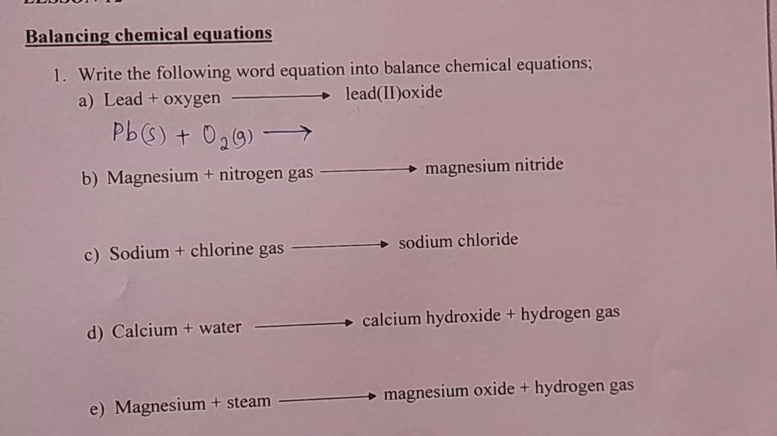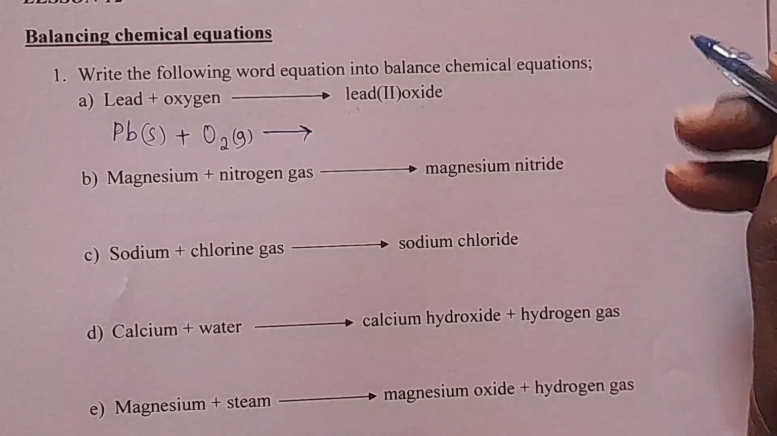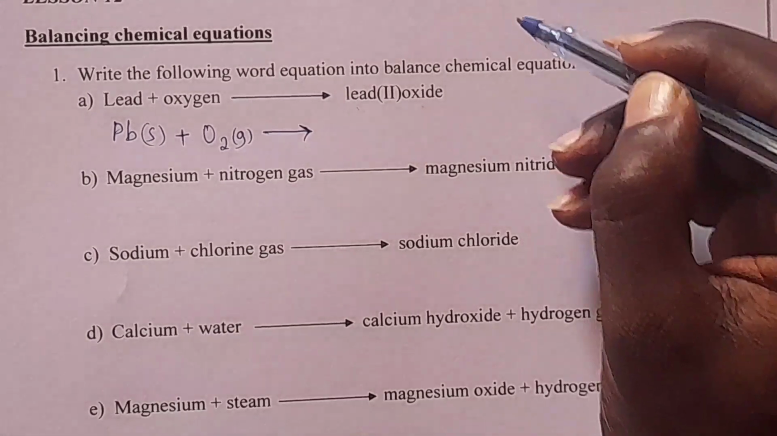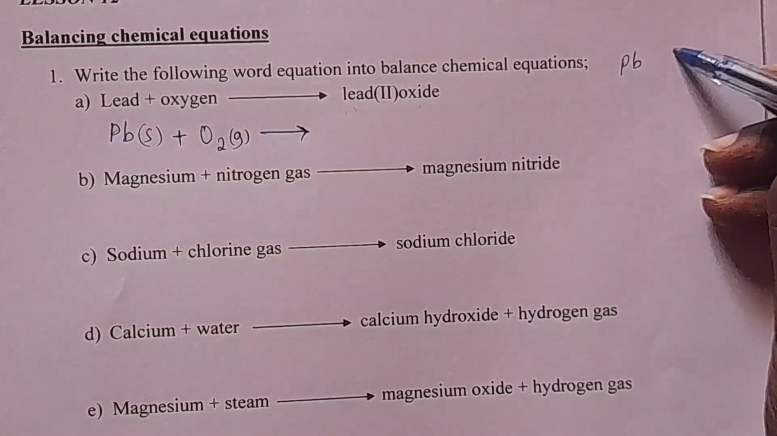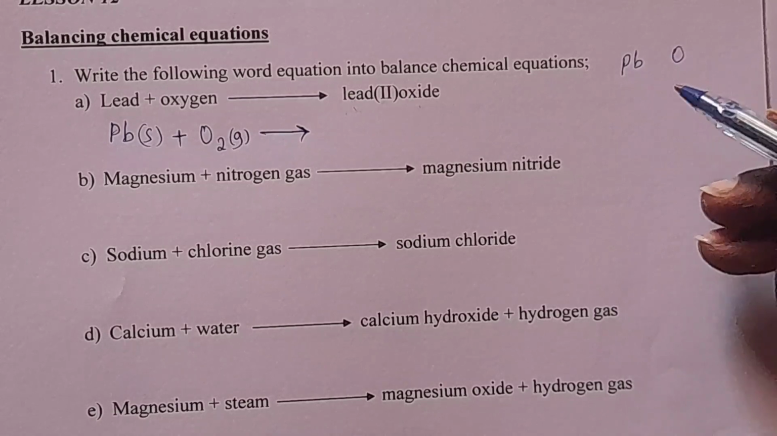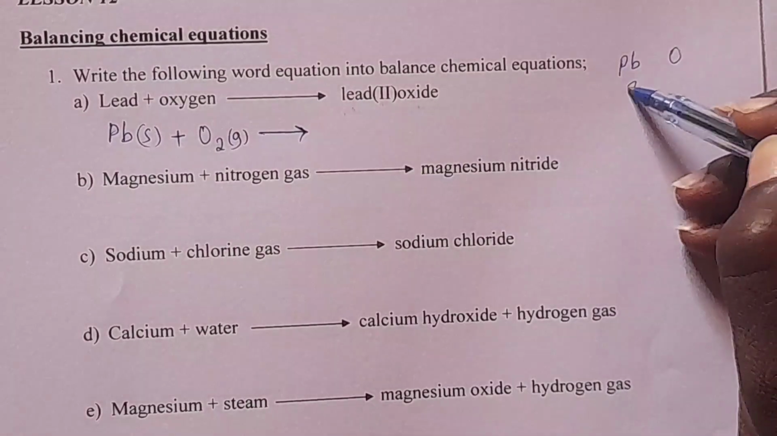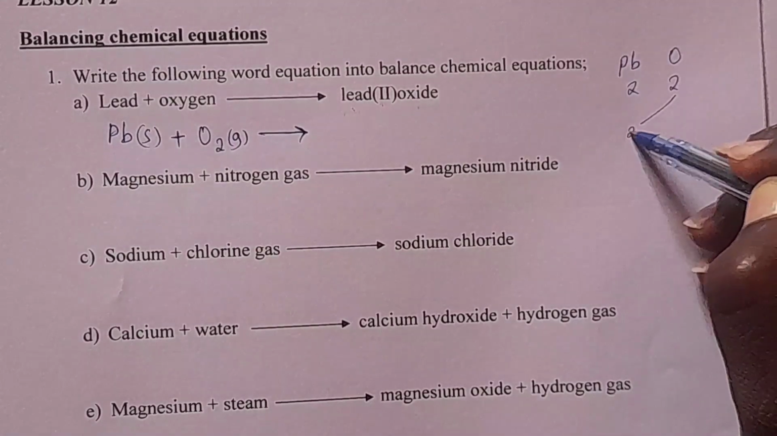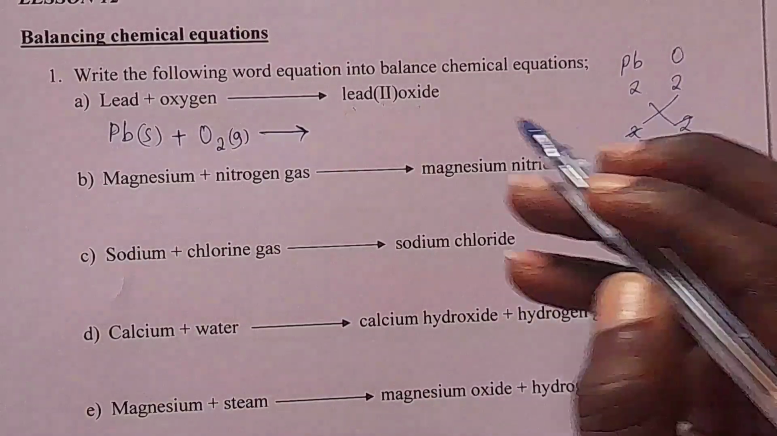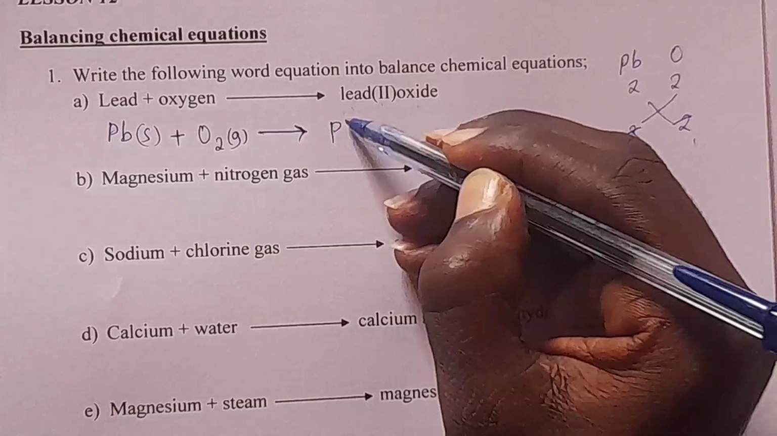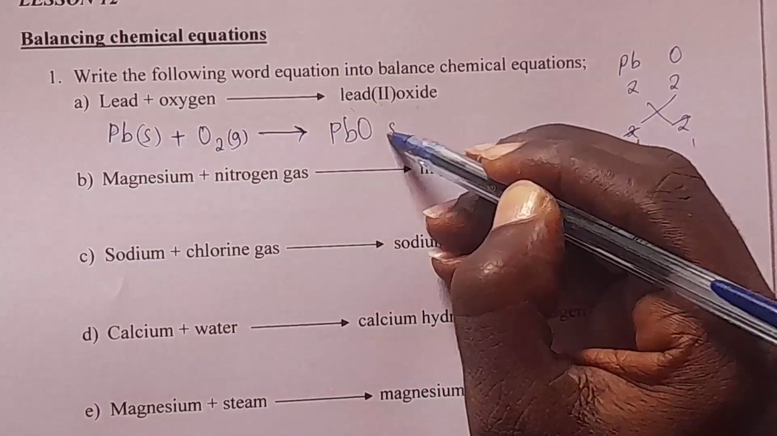So to write lead 2 oxide, we are supposed to remember the way that we were writing formulas. We are supposed to have first of all the elements. Then next we are supposed to know the valence of lead. The valence of lead is 2 there. Then the valence of oxygen is 2. If you interchange, you are going to get 2 2. Then there's a common factor you divide. That means the formula for lead 2 oxide will be PbO. Then it will be solid.